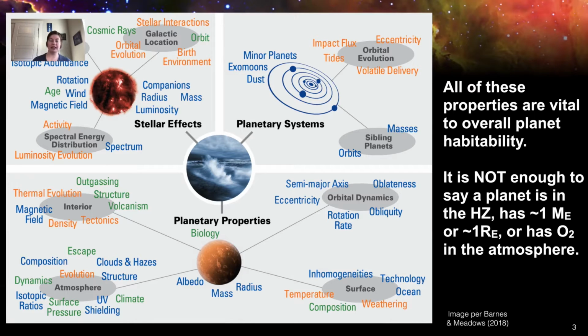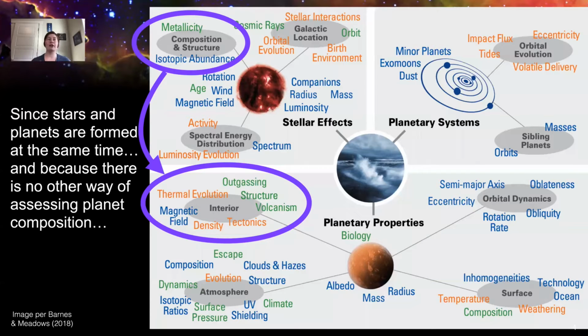So for today's portion of the talk, I'm actually going to be focusing on how to go from the composition of the star, which you can now see on your screen, so the metallicity and the isotopic abundances, and what that means for the interior of the planet as well as the surface of the planet, and all the different elements that could be available for biology. And this is drawing upon what Varden already discussed, which is that stars and planets are formed at the same time and from the same materials.